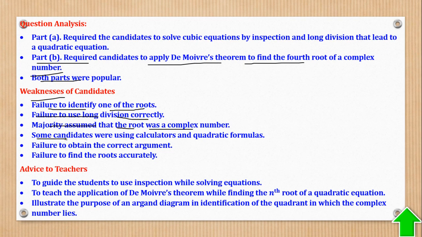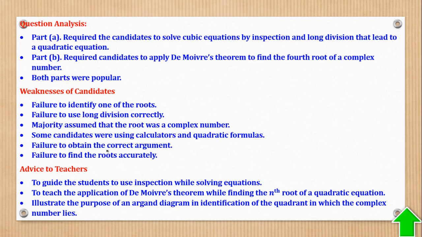Then some candidates were using calculators. This is where problems come from. Using calculators is not okay. Here it was saying calculators and quadratic. This was a mistake. It would have been using calculators instead of the quadratic formula, or using calculators to solve quadratic equations. This was a mistake. It should have been the quadratic formula. So we must use the quadratic formula.